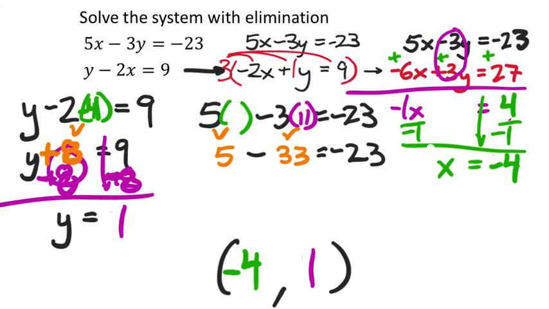Let's go back over here, though, and see what happens to these values when we replace them. So right here, we're pretty sure x is negative 4, so let's fix that 1. And now the y value, though, is 1. So let's see what we get. 5 times negative 4 is negative 20. Negative 3 times 1 would be negative 3. And negative 20 minus 3 is negative 23.